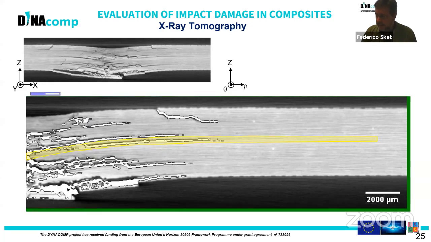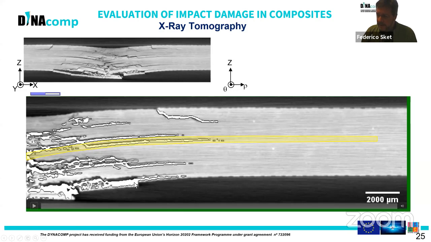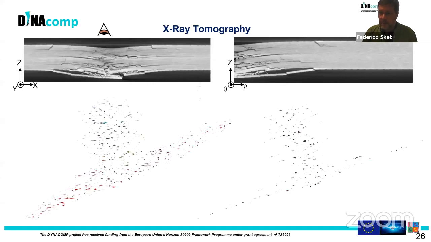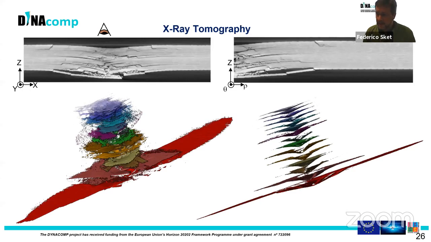This can then be segmented and extracted in a volume of only the damage. And this is what is shown here. The damage at each interface is extracted in this way and then further quantified in volume, area, connectivity in a separate way.